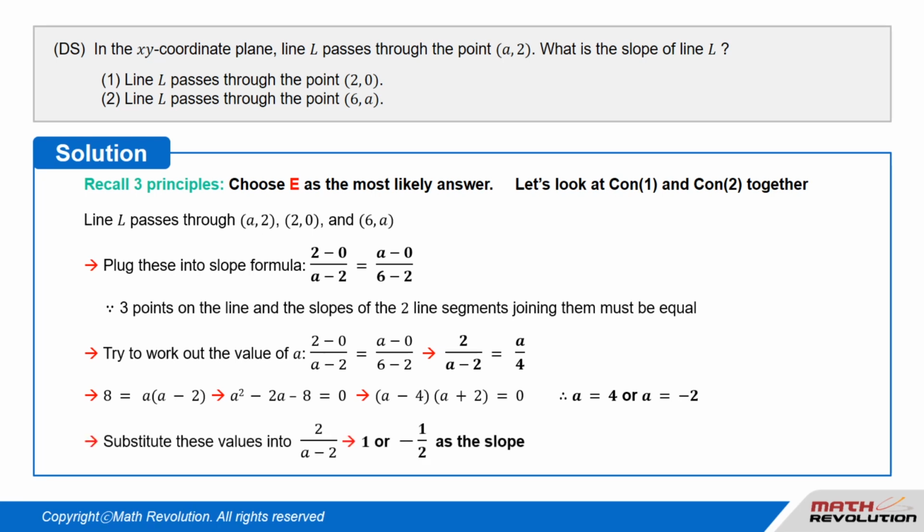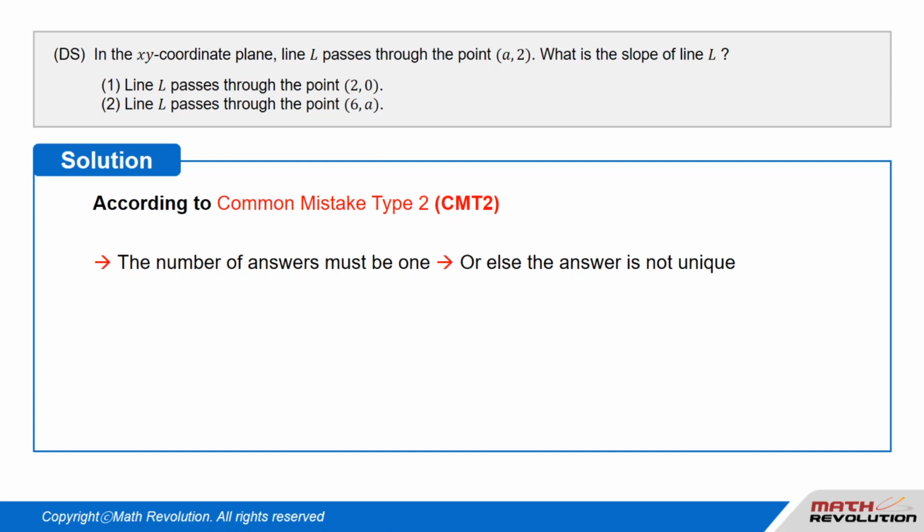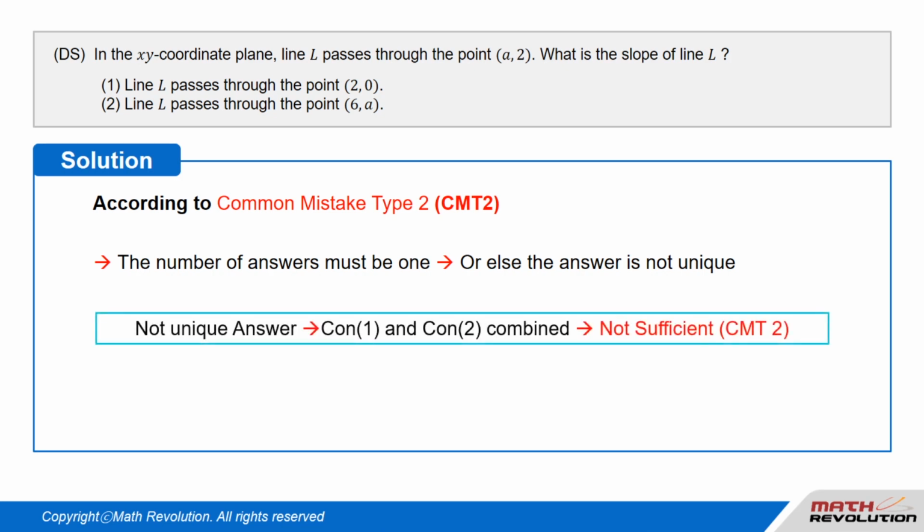If we substitute these values into 2 over (a minus 2), we get 1 or negative 1/2 as the slope. According to common mistake type 2, the number of answers must be 1 or else the answer is not unique. So conditions 1 and 2 combined are not sufficient.